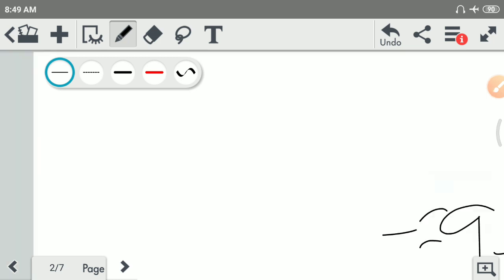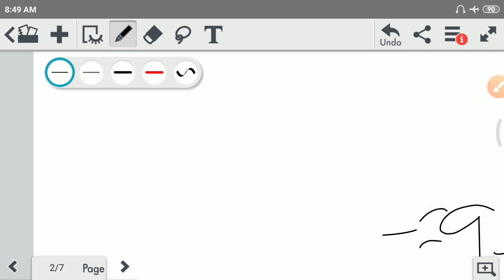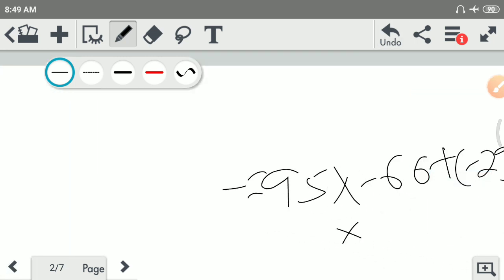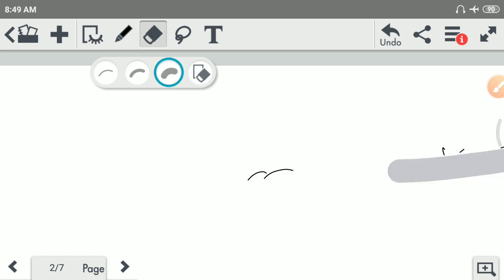Now question number 4. Name the additive inverse of 15, 23, minus 23 and 0. Student, here I want to tell you something. Additive inverse means the opposite sign number of that particular number.